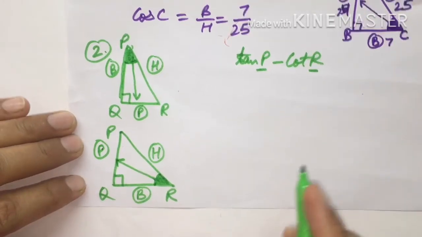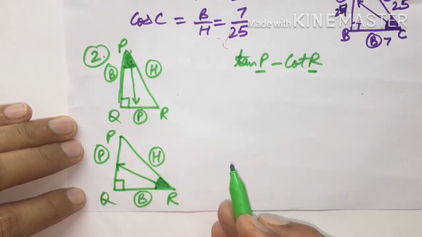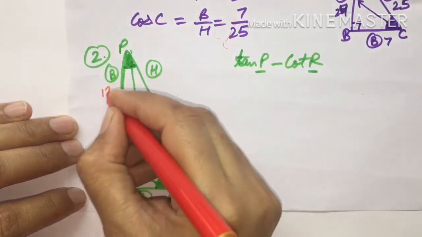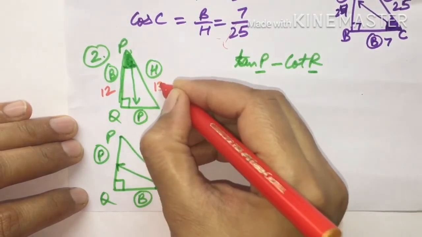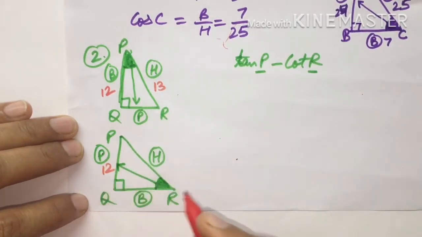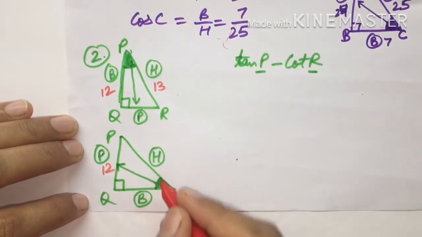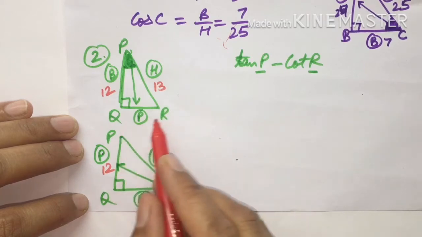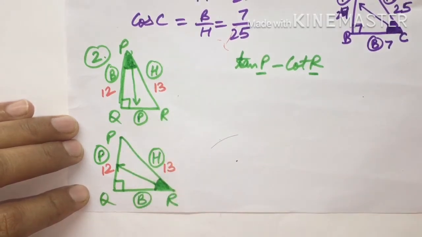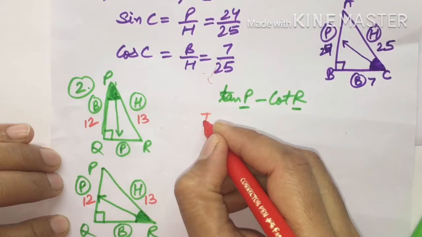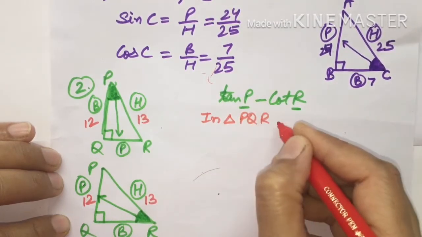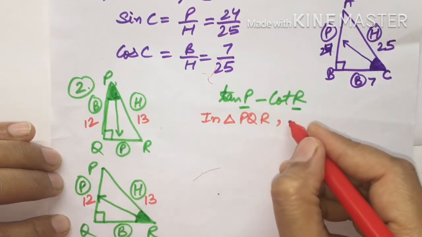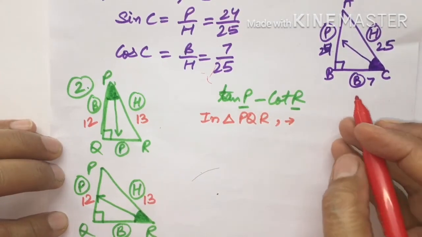So in the question the length is given that PQ is 12 and PR is 13. So we will write here PQ 12 and PR 13. We will find out this value QR. So we will use Pythagoras theorem in triangle PQR.